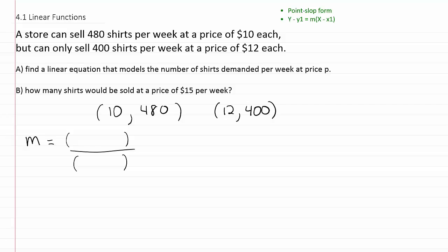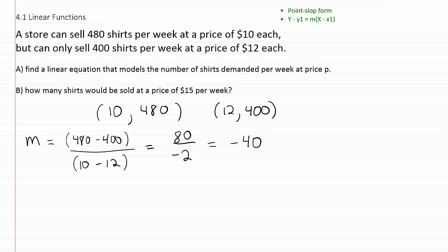The slope is the change in y over the change in x. So we start by saying 480 minus 400, and then keeping that same pattern, 10 minus 12. 480 minus 400 leaves you with 80, and 10 minus 12 is negative 2, and negative 2 goes into 80 negative 40 times. So your slope is negative 40.